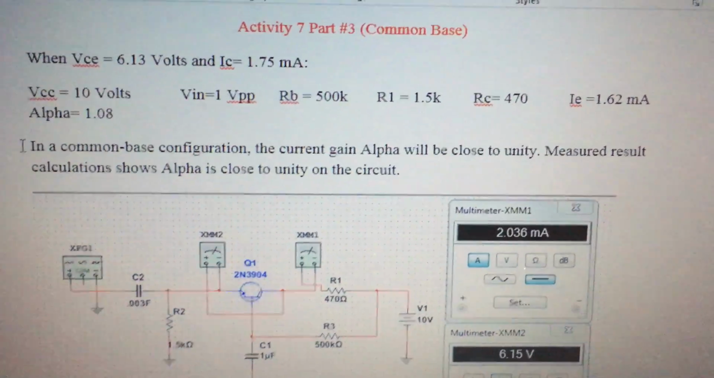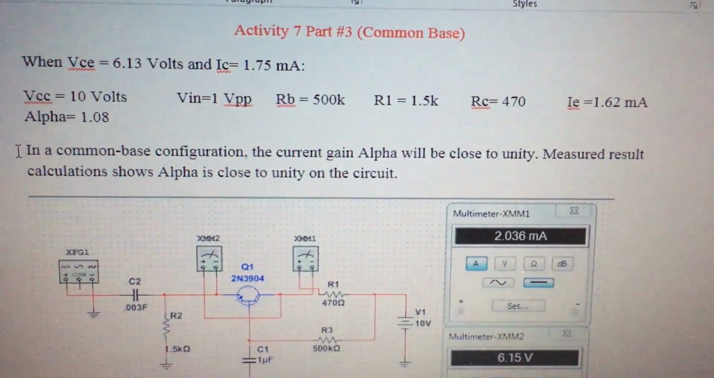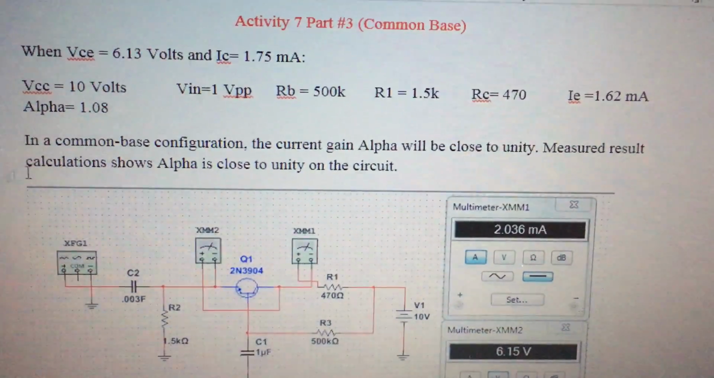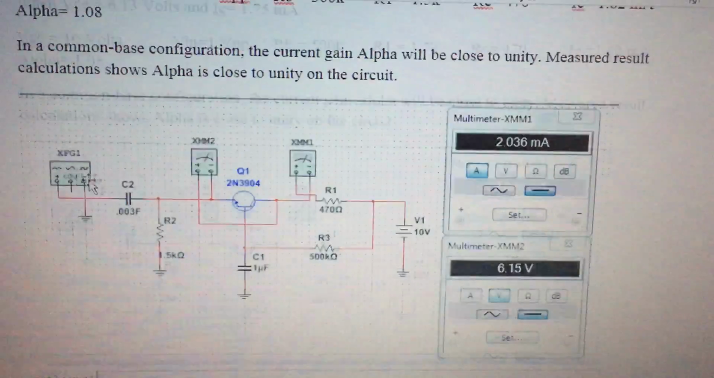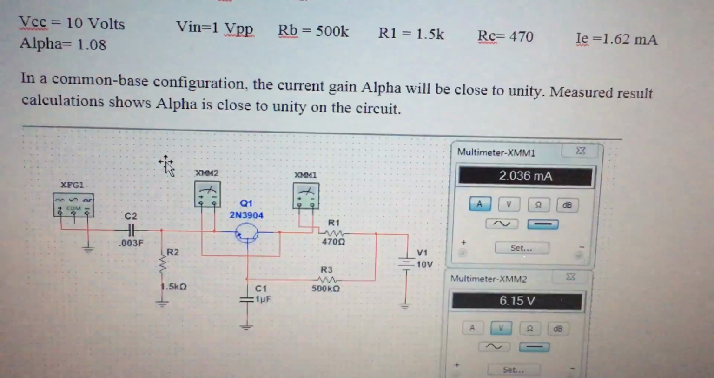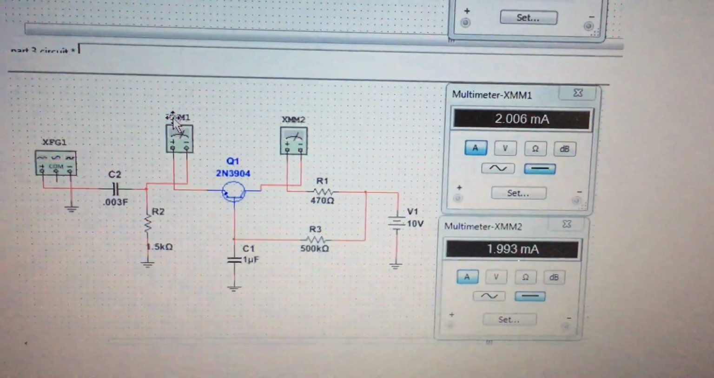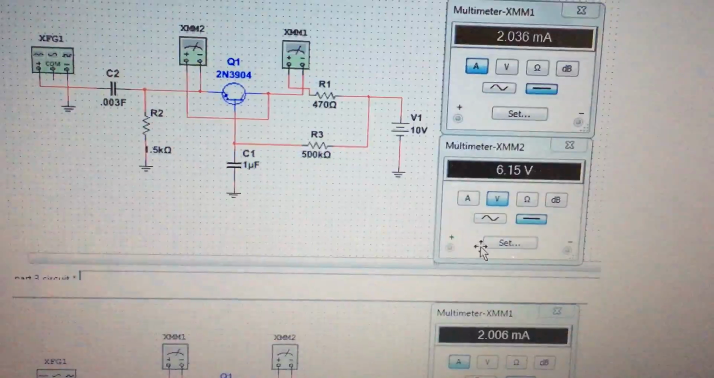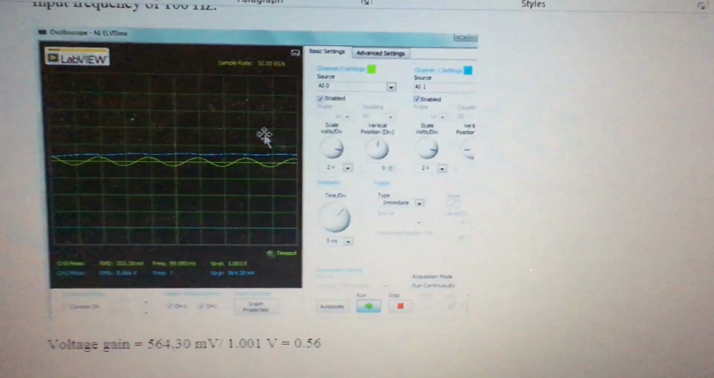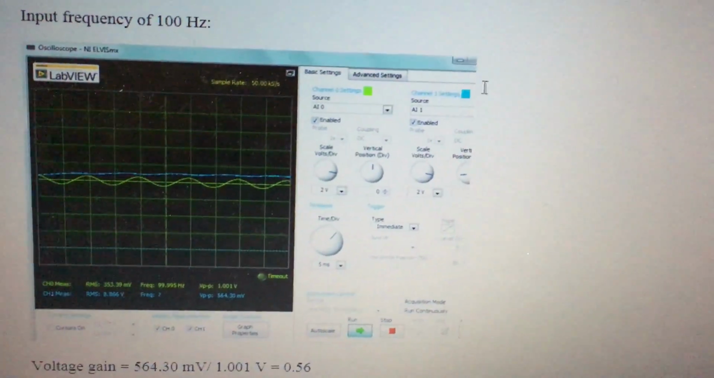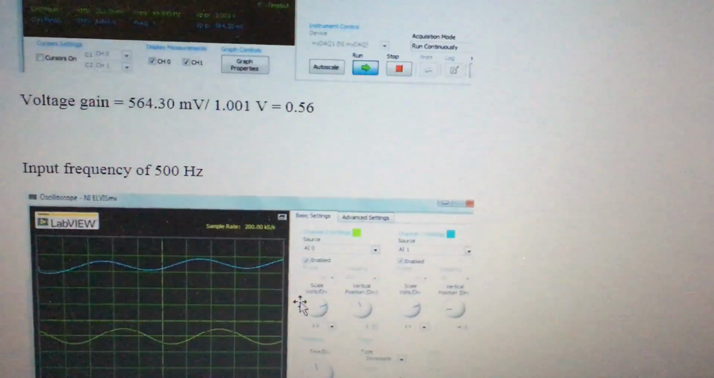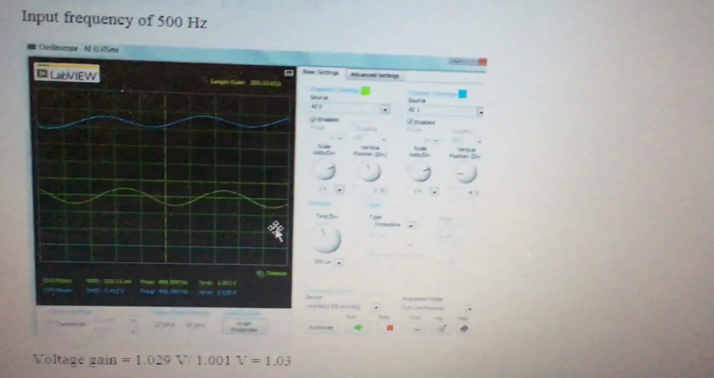In a common base configuration, the current gain alpha will be close to unity. You can see it's slightly above. The measured calculations show alpha close to unity in the circuit, as well as in Multisim, with similar results. So once again here, input frequency 100 hertz, voltage gain of 0.56.